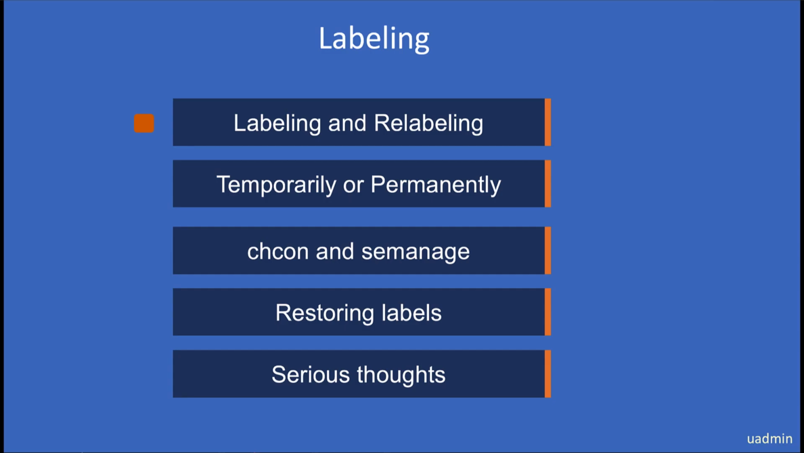Now let's have a look at labeling. In this module we'll discuss labeling and relabeling of objects. Labeling can be temporary or permanent, and we can use commands like chcon and semanage to do that. Also, we will restore labels and generate a system-wide relabel on boot. And we will end with a serious warning, so please stay tuned.